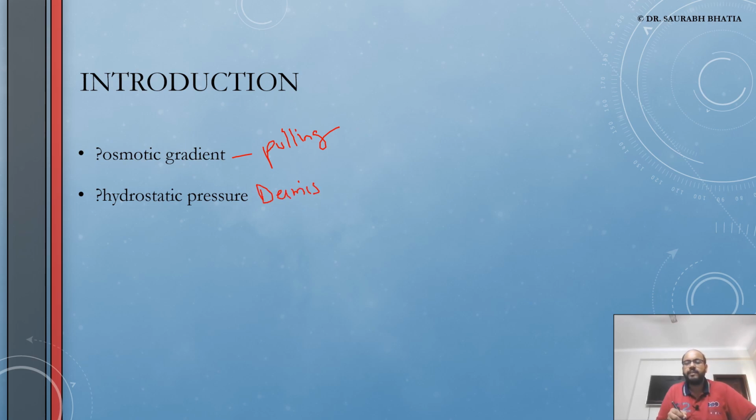So two theories were given for why spongiosis occurs. First is the osmotic gradient. That means something in the epidermis is pulling the fluid from the dermis. Okay, it is pulling. So osmotic gradient means pulling of fluid.